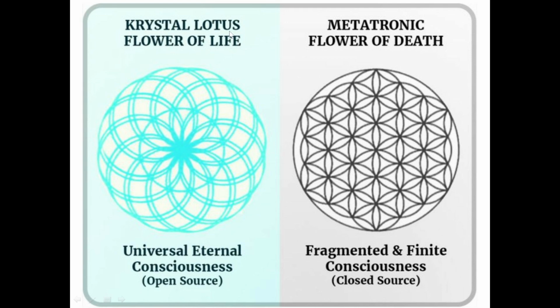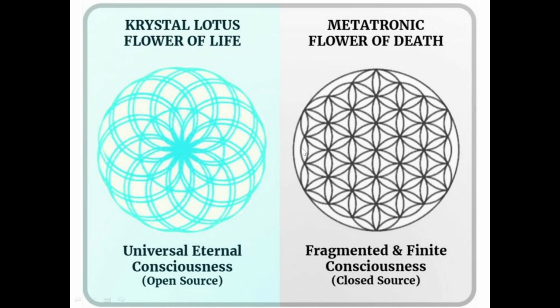Now we have the crystal lotus flower of life, or the Kryst code, which is the universal eternal consciousness of open source. This is the creator element. This is your higher self. This is everything. We then have the Metatronic flower of death. It's fragmented and finite consciousness. It's a closed source system.